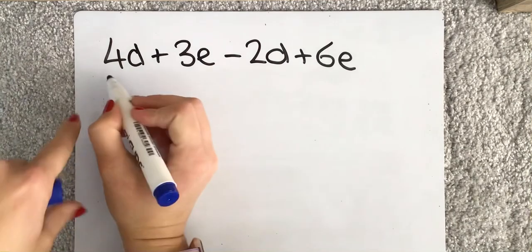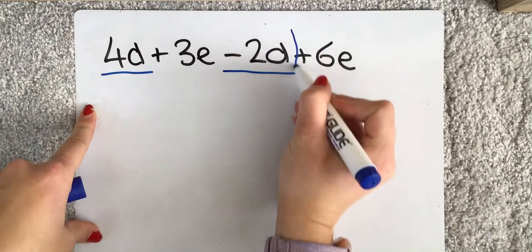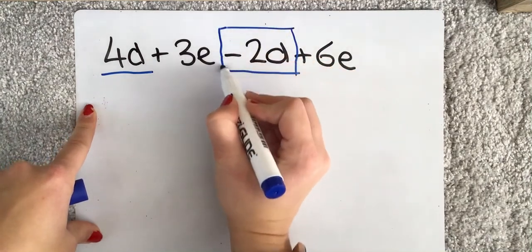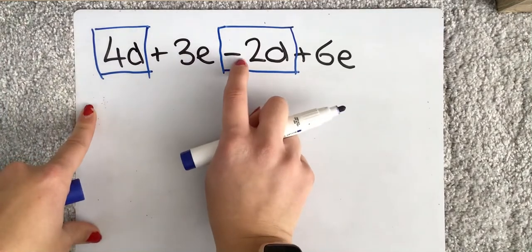So the first thing I would do, as I say, I will write these together. Now, it's really important when you write them together, or you draw a box around them, whatever it is to make it obvious, you include that sign.